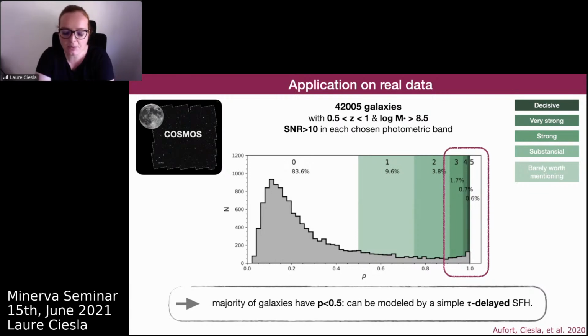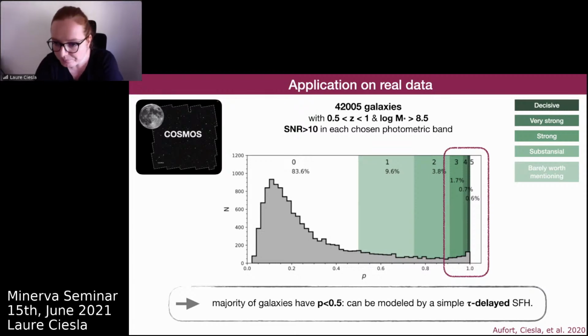And these are the results. This is the distribution of the probability for our sample of 42,000 galaxies. And what you can see is that the majority of galaxies have a probability that is lower than 0.5. This means that for all these galaxies, the tau delayed star formation history is perfectly fine to model the SED and recover the properties. So for these galaxies, if there is a variation of star formation activity, we cannot pinpoint it with the method we use here. It's something very weak, and then maybe spectroscopy is needed.